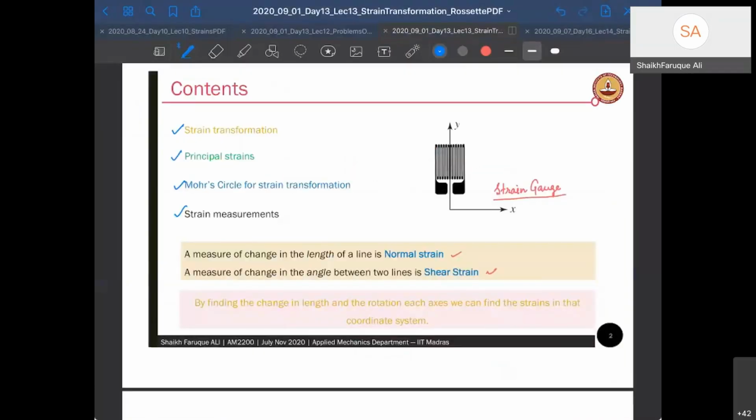So what we have to do is, these are the part of the syllabus. First is strain transformation, then principal strains and maximum shear strain, and their planes. These are part of the syllabus. This is what we'll cover today. And in the next class, we'll cover Mohr's circle and strain measurement. For strain measurement, we use something called a strain gauge.